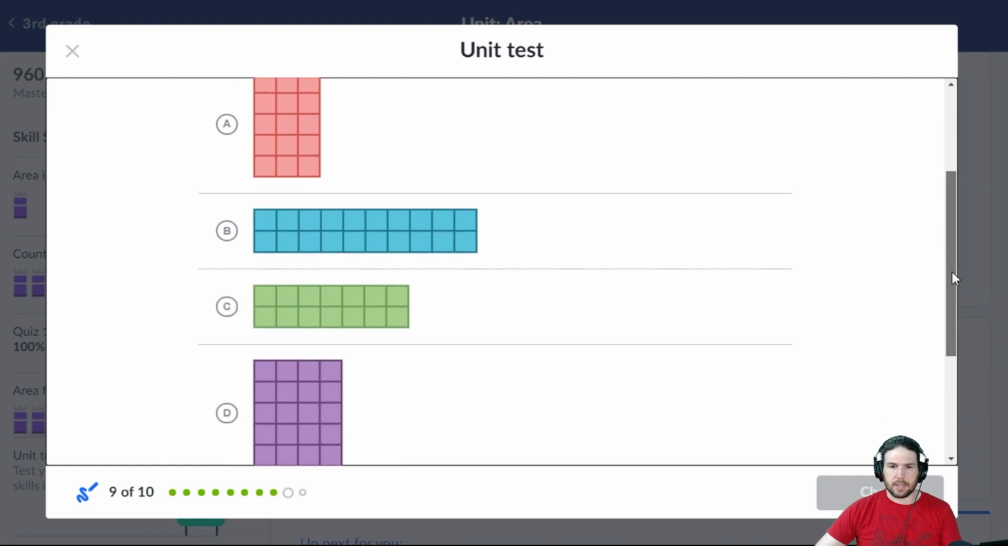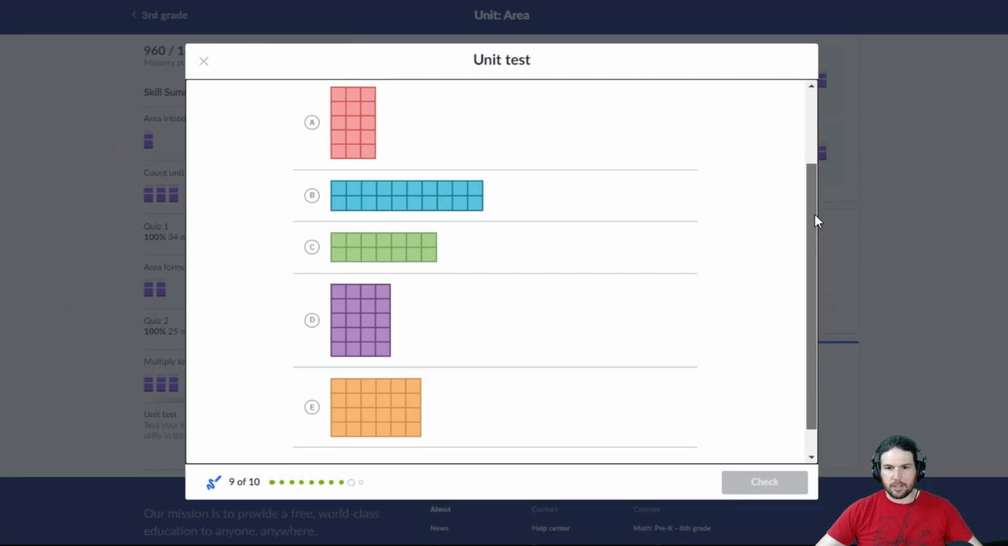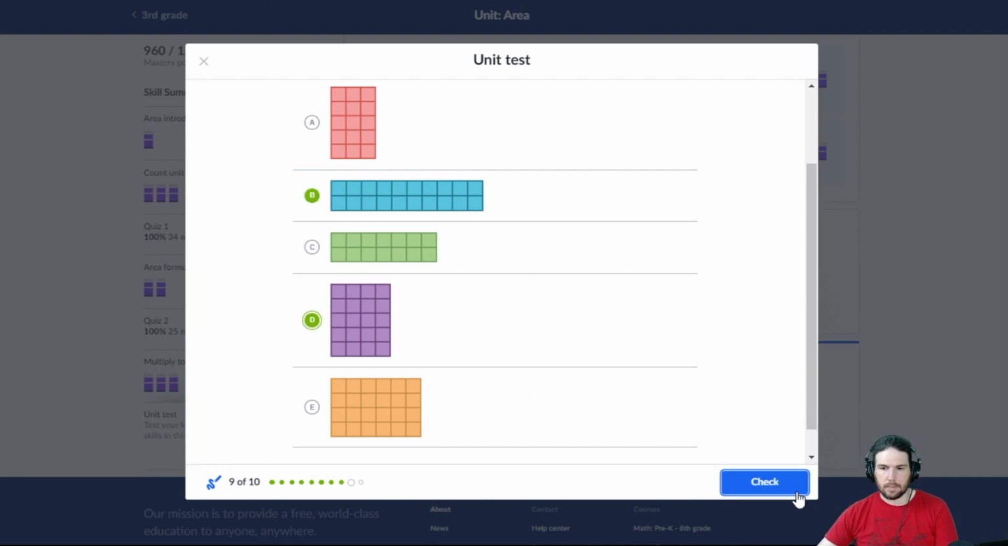20 square units. Which of these? Oh, there's a bunch of them. Sorry I have to zoom out so far, but I need to be sure they're all visible. Which of these have an area of 20? Looks to me like it's B and D.